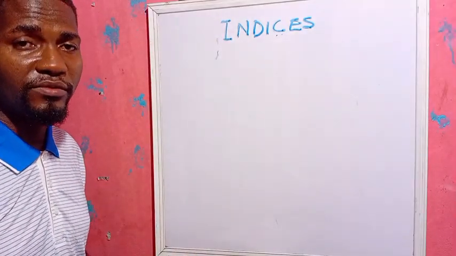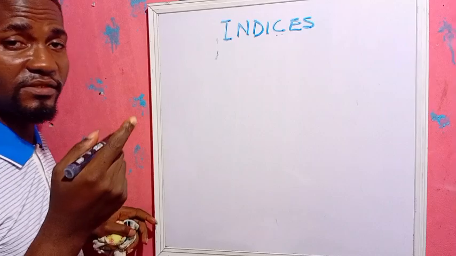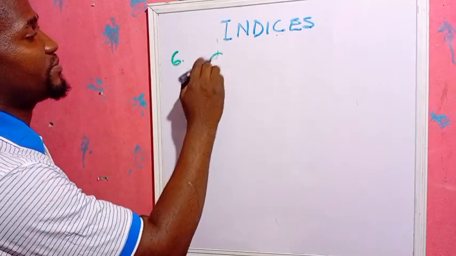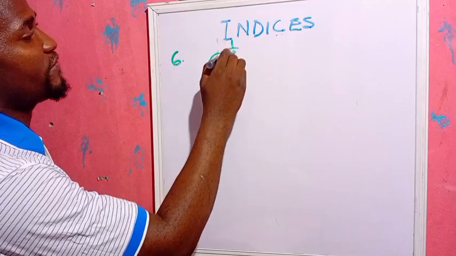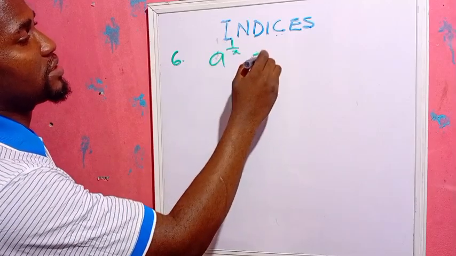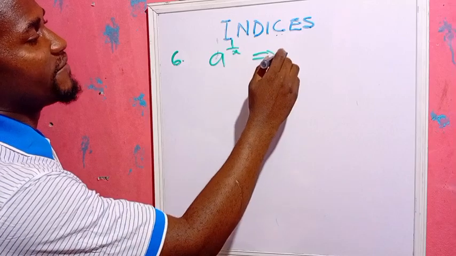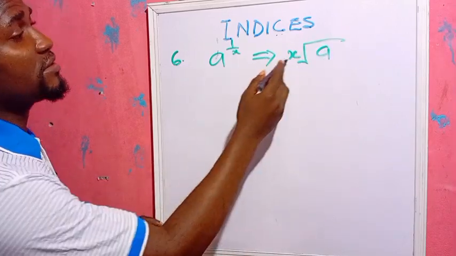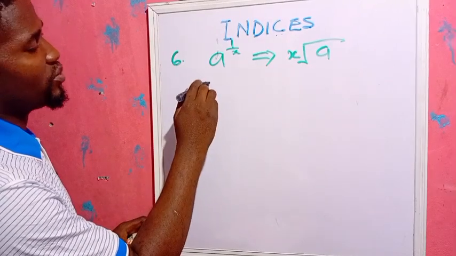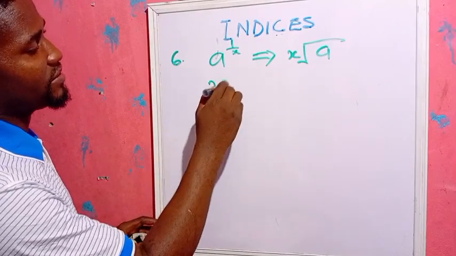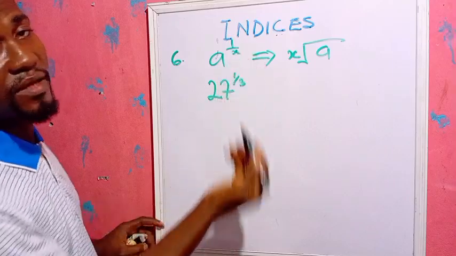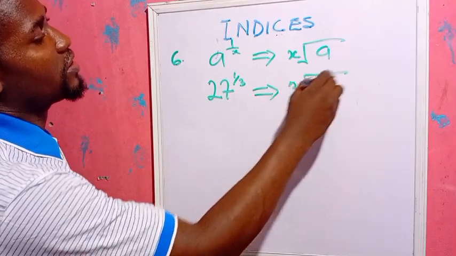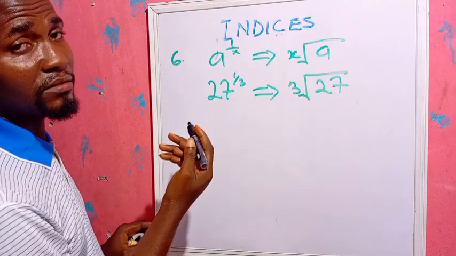So another rule, which we have as the sixth rule. Here, if we have an expression a raised to the power 1 over x, this is the same as having the x-th root of a. For instance, we have 27 raised to the power 1 over 3. My 3 is the x here. This is the same thing as having cube root of 27.